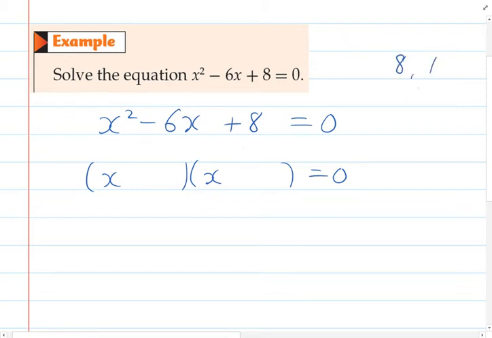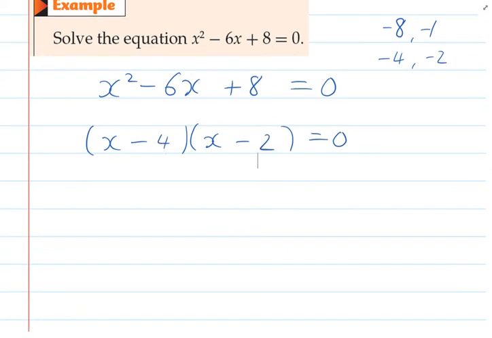So we could have 8 and 1, except both of them would have to be negative. We could have 4 and 2, and that's about it. Okay, so -4 minus 2, that's -6, so that would work. So we're going to have -4 and -2.